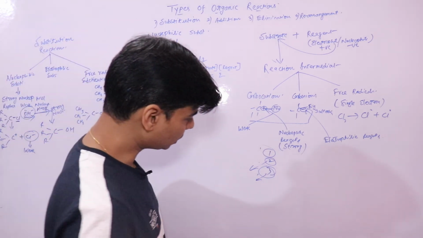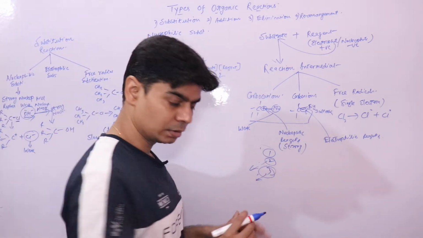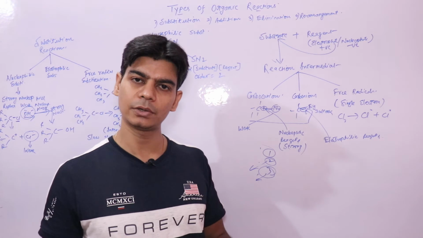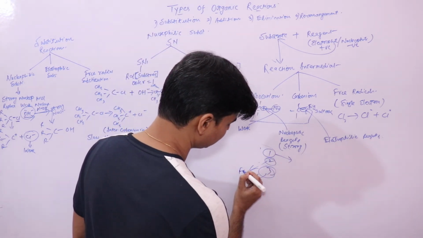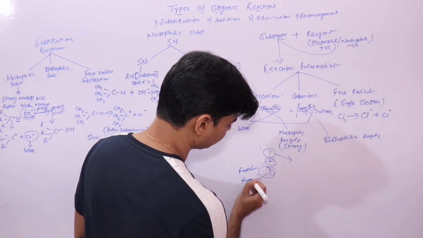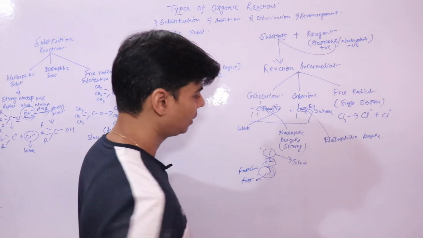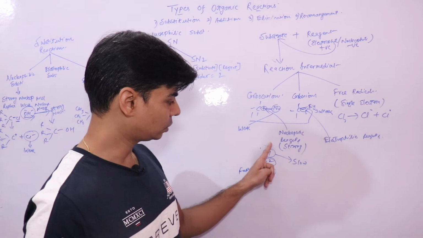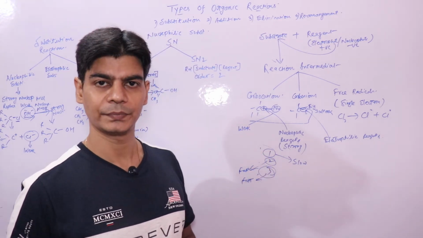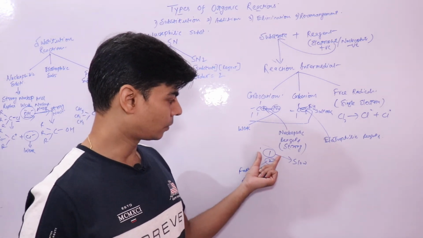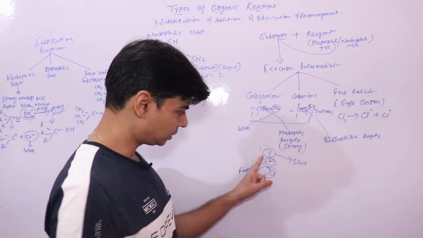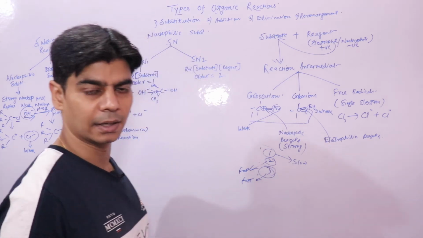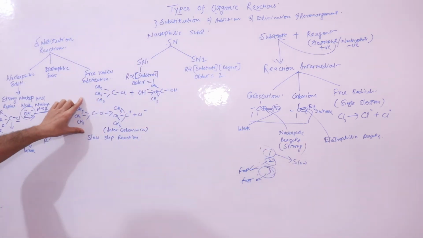Since the first step is not complete, the rate of reaction will depend on the completion of this slow reaction. This is your fast step, and this is your slow step. So the rate of reaction depends on the completion of this first step, right? This rate of reaction depends on the concentration of your alkyl halide.